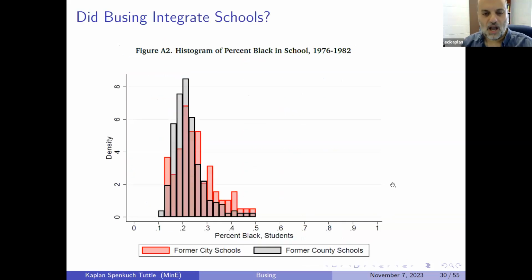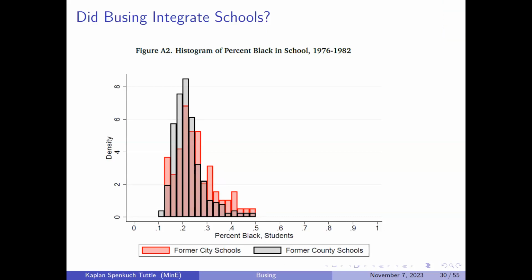Okay, so here I'm showing you a non-parametric plot that shows you the fraction of Black students across schools. And so what you see, this is after integration. This is in red, we have the former city schools, and in gray, we had the former county schools.